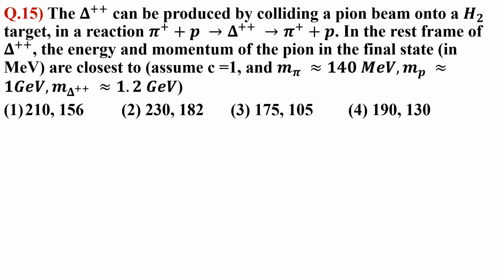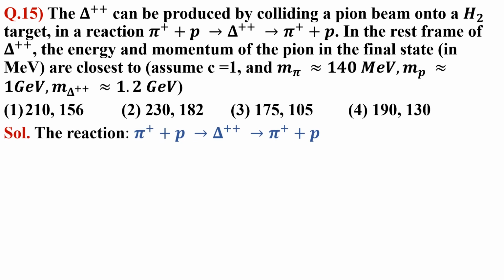Assume c equals 1, mass of pion equal to 140 MeV, mass of proton equal to 1 GeV, mass of Delta++ equal to 1.2 GeV. Option 1: 210, 156. Option 2: 230, 182. Option 3: 175, 105. Option 4: 190, 130. Solution.